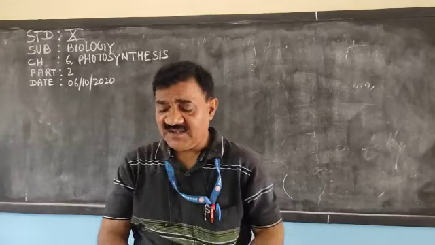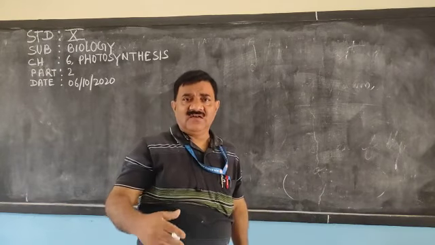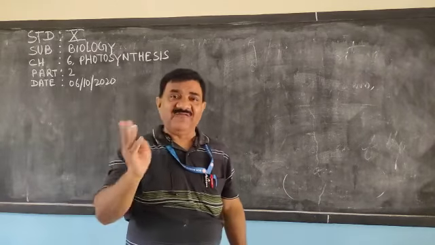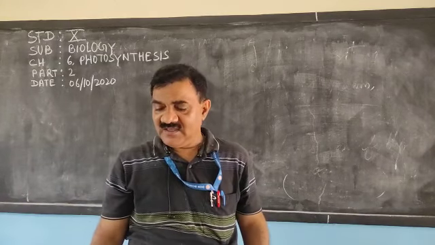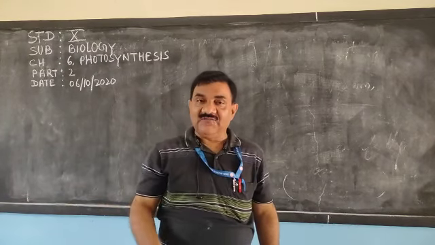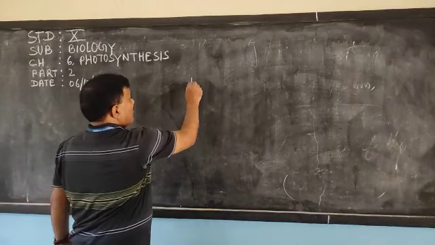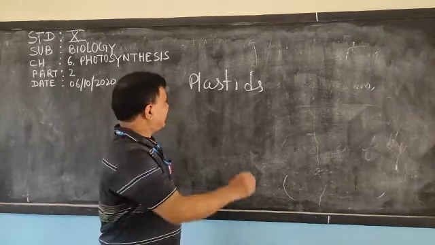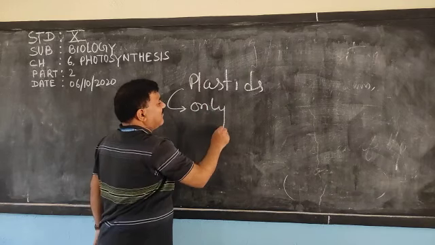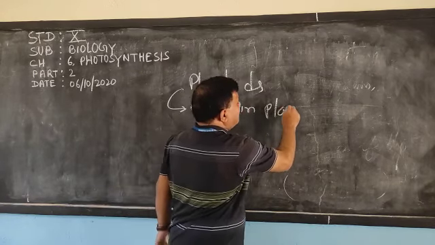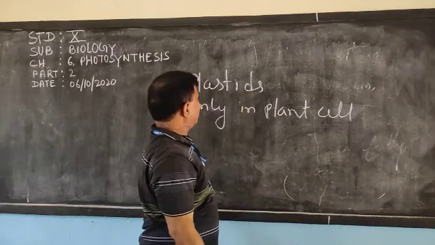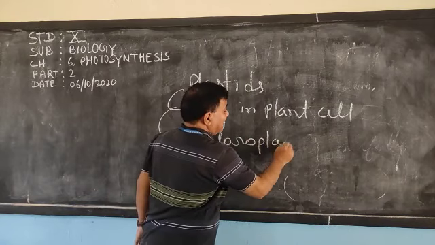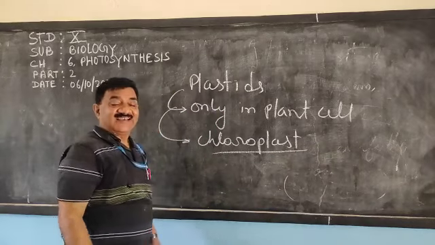In the previous video, we discussed what photosynthesis is and why photosynthesis is necessary. That part is clear. And we discussed plastids, that plastids are present only in plant cells, and one type of plastid which we have discussed is the chloroplast. That plastid is the chloroplast, which is green in color.